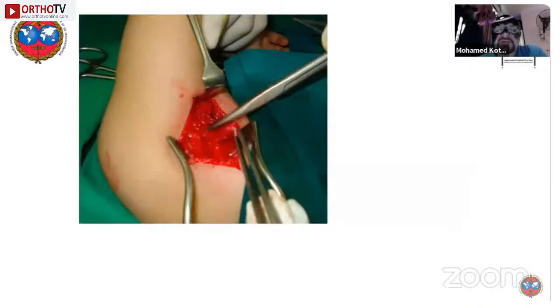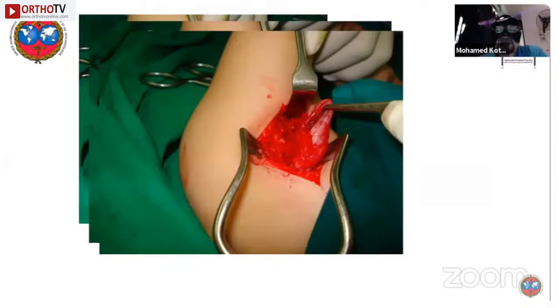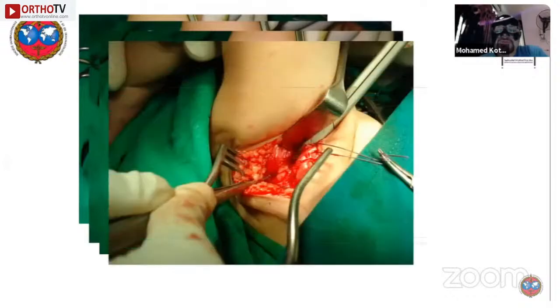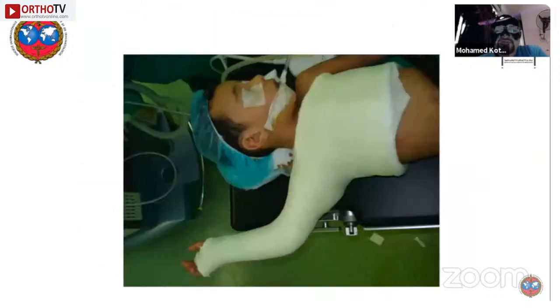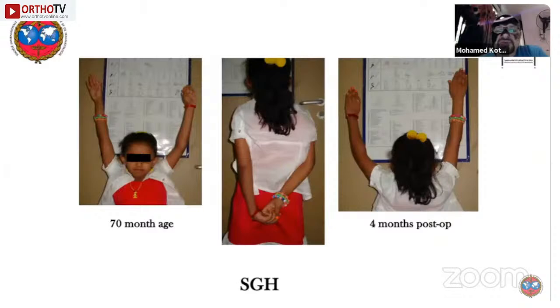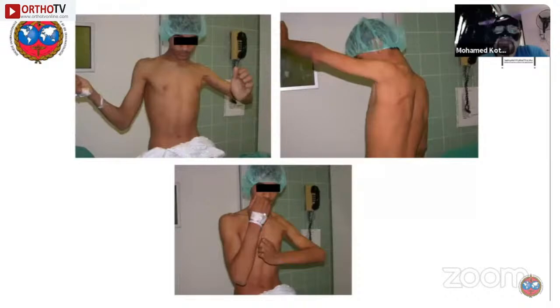And this is an intraoperative example after dissection of the latissimus and suturing to the infraspinatus tendon. And this is a postoperative cast in abduction external rotation. This is the final outcome for shoulder external and internal rotation after tendon transfer.